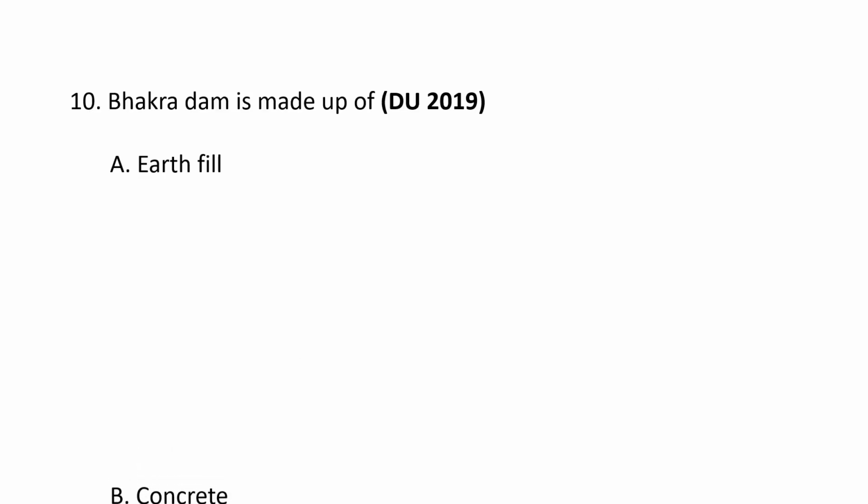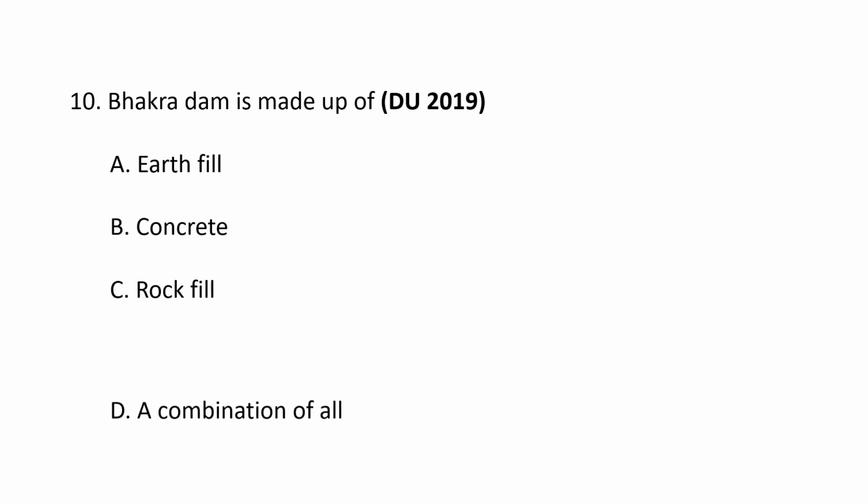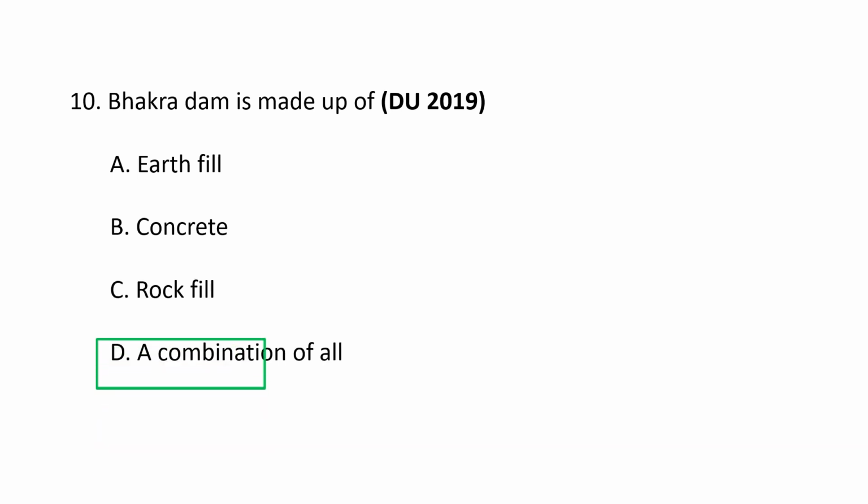Bhakra Dam is made up of A. Earthfill, B. Concrete, C. Rockfill, and D. A combination of all. Bhakra Dam is a concrete gravity dam built on the Sutlej River, located near the border between Punjab and Himachal Pradesh in northern India. The dam forms the Gobind Sagar Reservoir, and it is made up of concrete. So B is the correct option.